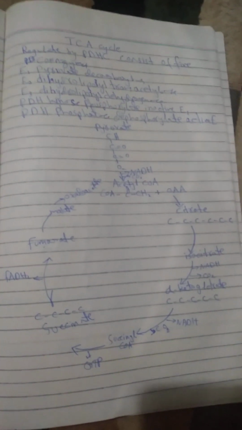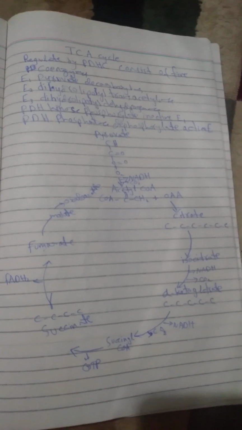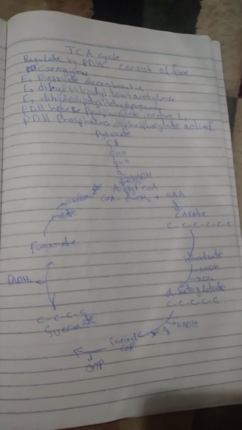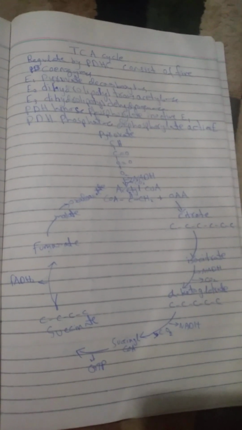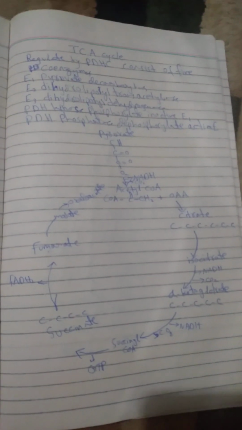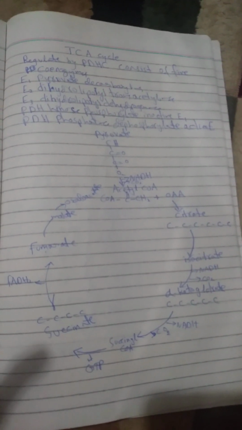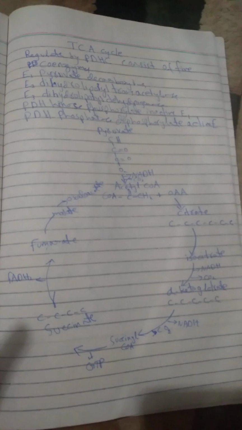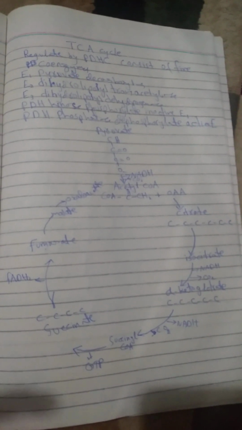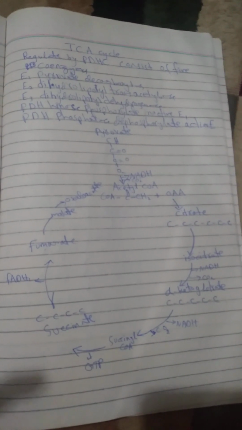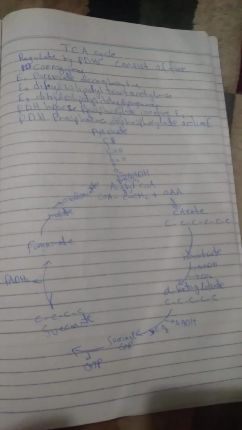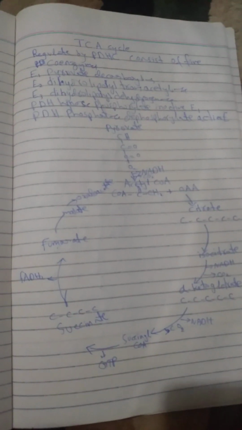Then citrate is converted into isocitrate, then converted into alpha ketoglutarate, and there we obtain another NADH and one carbon dioxide molecule. Alpha ketoglutarate is a 5 carbon compound. Then alpha ketoglutarate is converted into succinyl CoA, and there we gain another NADH and one carbon dioxide molecule. And succinyl CoA is converted into succinate, which is a 4 carbon compound. There we gain one GTP molecule.